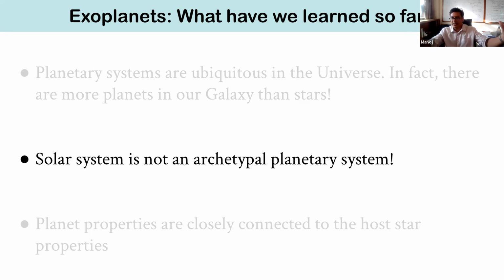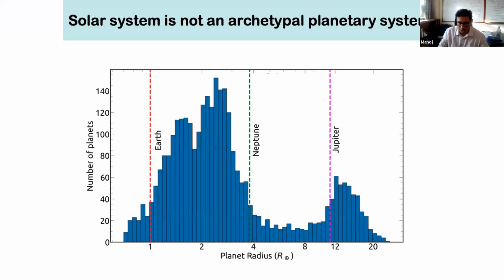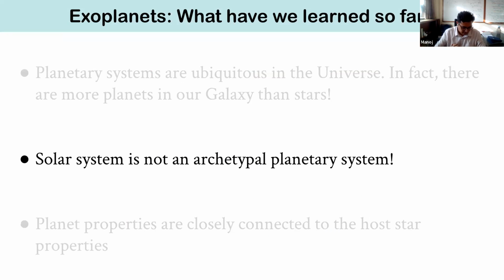So you have the observed numbers, but then you try to correct them for various selection effects and biases. That is how you get the occurrence rate. And that's the true rate, at least for orbital periods within 1 year. So the second thing that we have learned is that the solar system is not an archetypal planetary system.